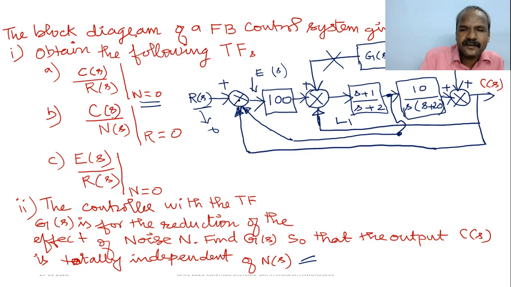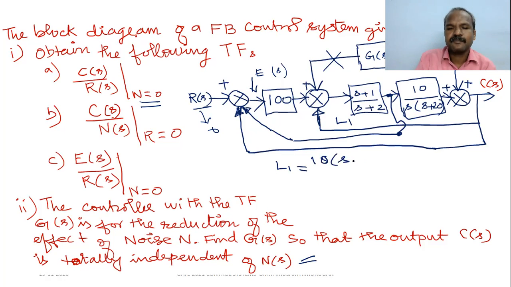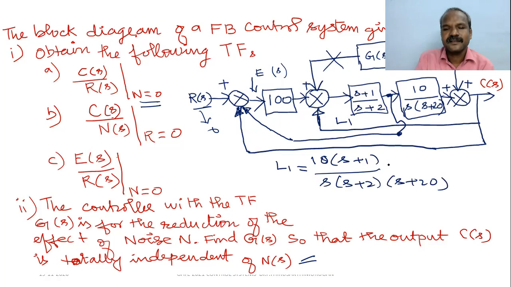Another loop is from here it goes up to this and comes back here. So this is another individual loop gain, 100 into S plus 2 divided by this. The third loop is... So loop 1 is 10 into S plus 1 divided by S into S plus 2 into S plus 20. Am I right or wrong?